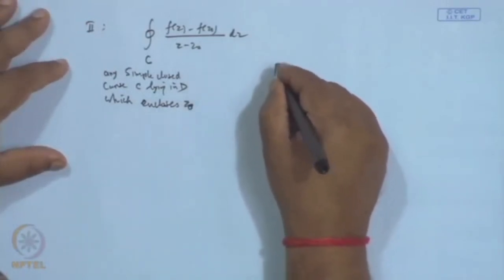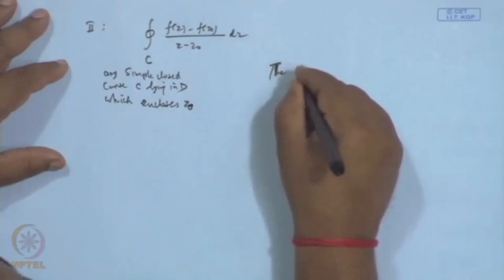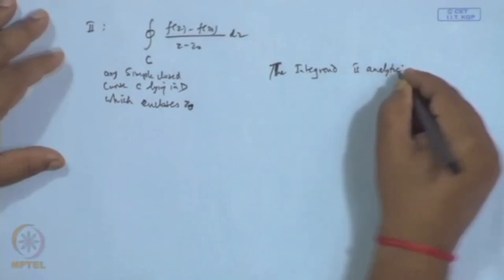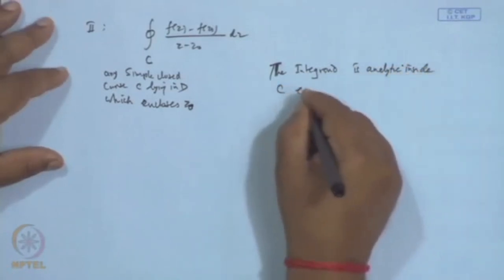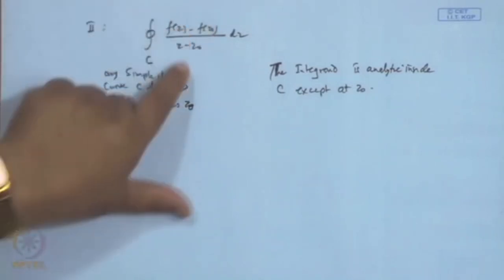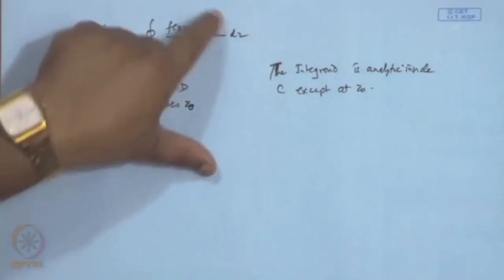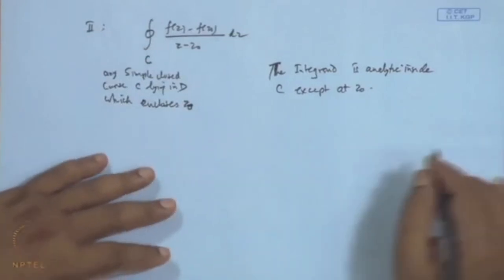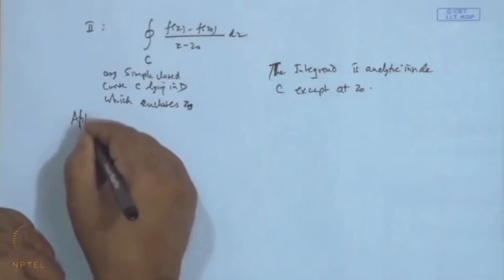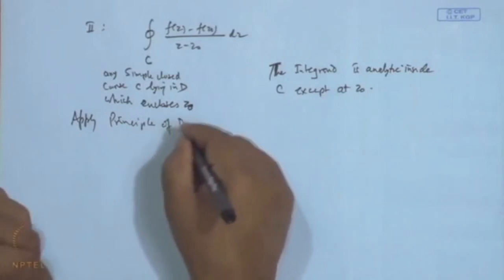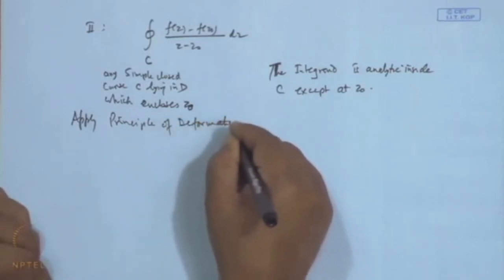So, the integrand is analytic inside C except at z naught. If we look at the function, the numerator is analytic, but at the point z naught the whole function ceases to be analytic. Okay. Now, apply the principle of deformation of path.